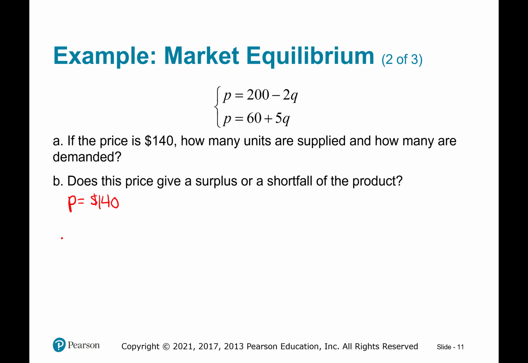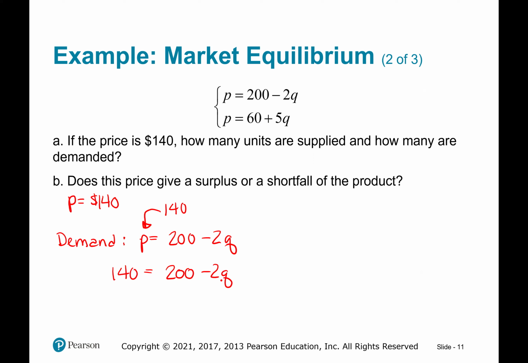And my demand equation is P equals 200 minus 2Q. So if we replace the P with 140, we can find how much is demanded. Okay, so what do we got? Subtract 200 from both sides. I'm going to do this real quick because I'm out of time. So we get Q is 30. So the demand, if the price is 140 bucks, the demand for this particular product is 30 units.